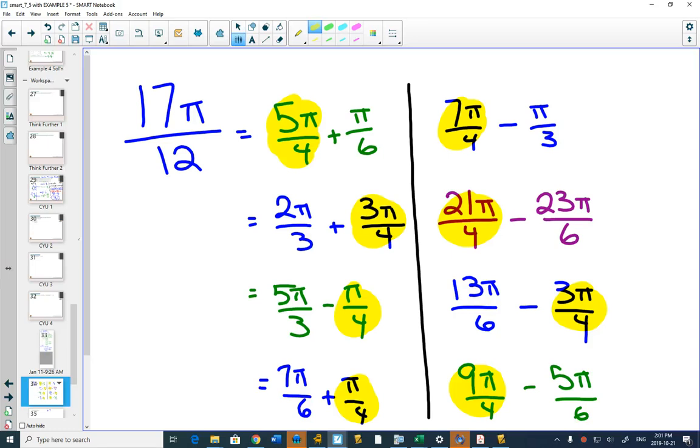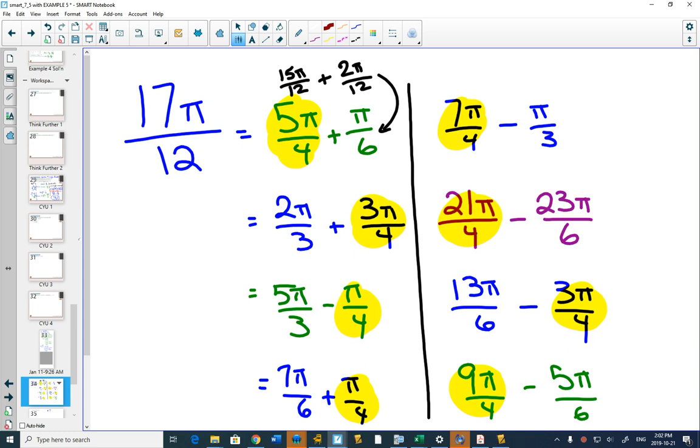So when finding any pi over 12, you can start with any pi over 4 you want. So for example, if you started with 5 pi over 4, well, 5 pi over 4 happens to be 15 pi over 12. How hard is it to figure out what you need to add to get 17 pi over 12? Not very hard at all. What do you have to add to 15 to get 17? 2. So that makes 17. Does this reduce nicely to be on our unit circle?